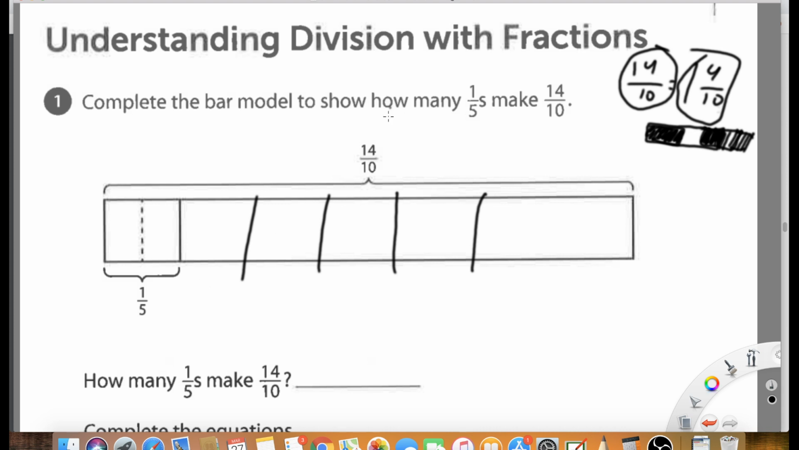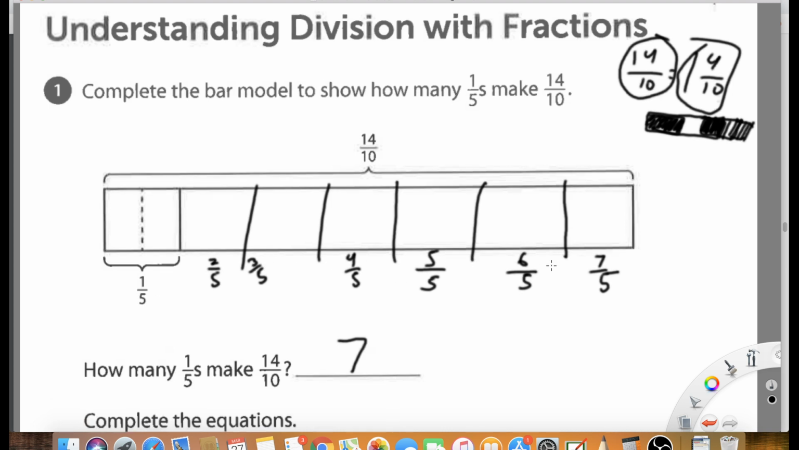So when we make fifths, we're going to have to separate it, and we're going to make our 2/5, our 3/5, our 4/5, and our 5/5, which is our one whole, and then we continue doing it, and we get 6/5 and 7/5. So you can fit 7/5 in here. How many 1/5 make 14 tenths? 7 of them. So we have 1, 2, 3, 4, 5, 6, 7 of them.